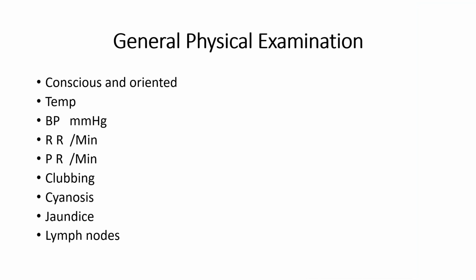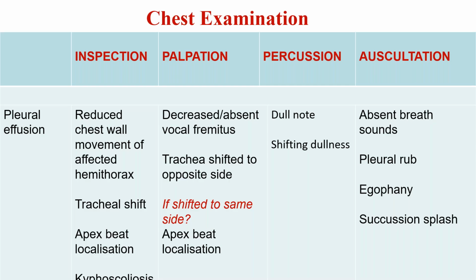Always do a general physical examination. See if the patient is conscious, oriented, febrile or afebrile, the blood pressure, respiratory rate, pulse rate, whether clubbing is there or not, whether the patient is cyanosed or not, jaundice, and look for the lymph nodes, peripheral as well as central. So this is the chest examination in pleural effusion.